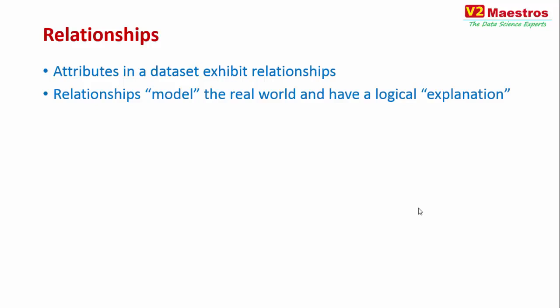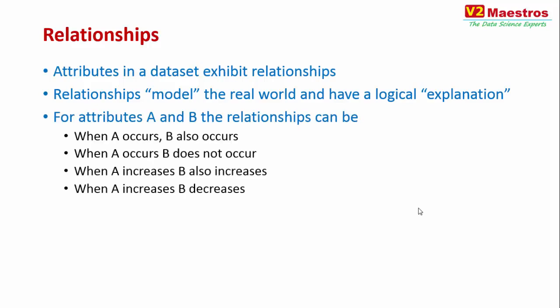An explanation is a very important part of data science. When you see a relationship, you should be able to explain why it is happening, because that's when we can say whether the relationship is incidental or happened by chance, or that it does exist.